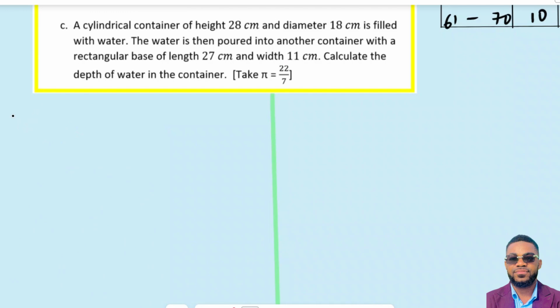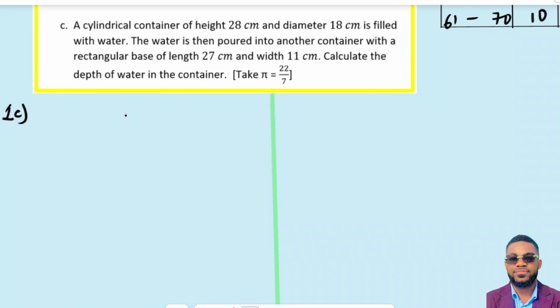Let's get our last question. That's going to be question 1c, and this is the question. A cylindrical container of height 28 centimeters and diameter 18 centimeters is filled with water. The water is then poured into another container with a rectangular base of length 27 centimeters and width 11 centimeters. We have to calculate the depth of water in the container. Take pi to be 22 over 7. So that's an interesting question. So initially we have a cylinder containing this water.